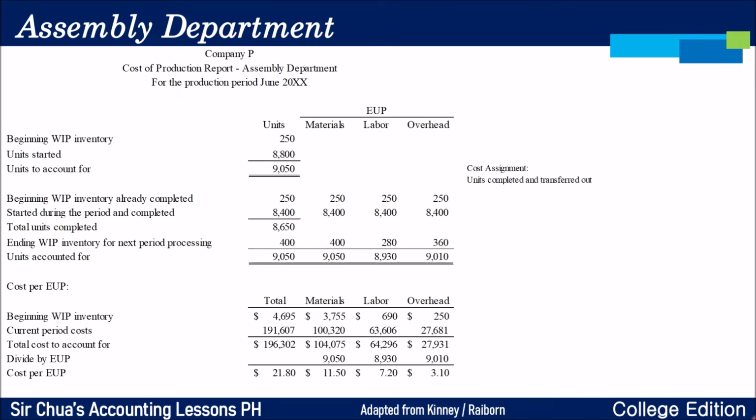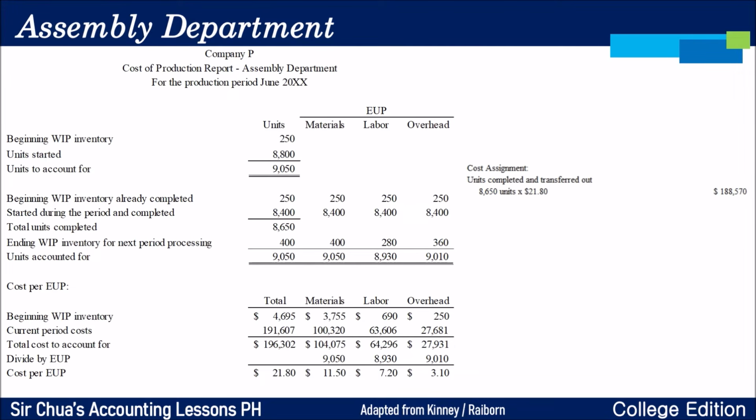Ilan po ang units na tinransfer na natin sa next department dahil tapos na siya? Ito po, yung 8,650 units. So all you have to do is to multiply your 8,650 units by the total cost per EUP, which is $21.80, for a total cost na transfer natin sa next department, which is 188,570. So yan po yung cost na inassign natin sa lahat po ng natapos na sa department na ito.